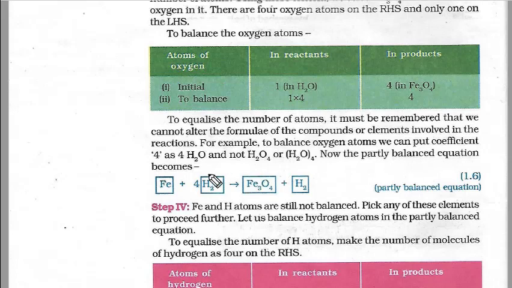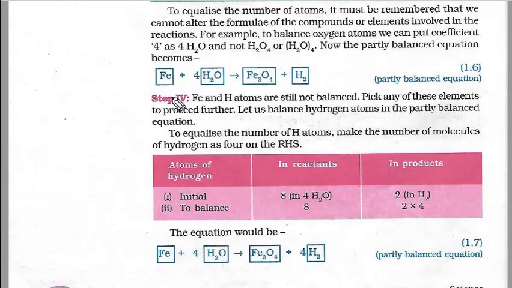Now the partially balanced equation becomes, so this is our partially balanced equation. We have balanced the oxygen atoms here. Okay. Now as we can see that oxygen is balanced, but iron and hydrogen atoms are still not balanced. So we will pick any of these elements to proceed further. Here we will take hydrogen to be balanced. Here we can see that the hydrogen atoms are 8, but here hydrogen atoms are only 2. That means we have to put 4 here to balance the hydrogen atoms. So you can see that we have put the 4 here to balance the hydrogen atoms.